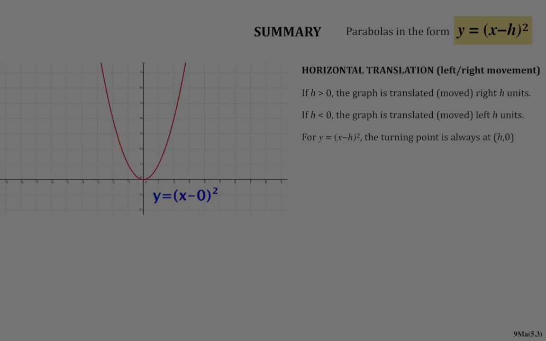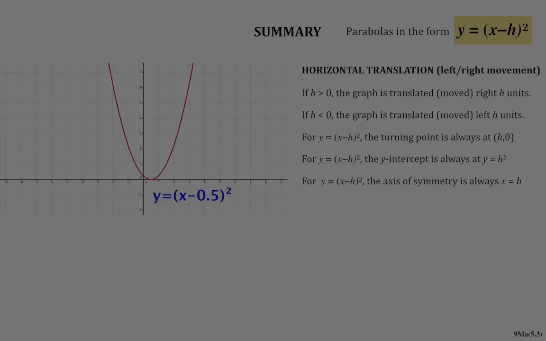If the graph's moving left or right, the turning point's going to be moved left or right with it. And you can always find the y-intercept by letting x equal 0. If you let x equal 0, that part would be gone. So the turning point is minus h squared. So let's continue. The axis of symmetry will always be through the turning point, so it's at x equals h. And we can hopefully see by this graph, when I have a minus sign in the bracket, it's moving right that far.